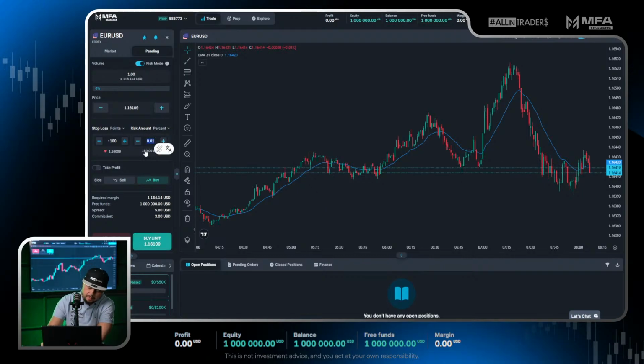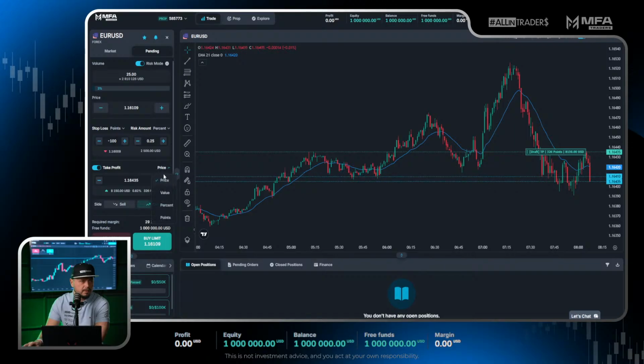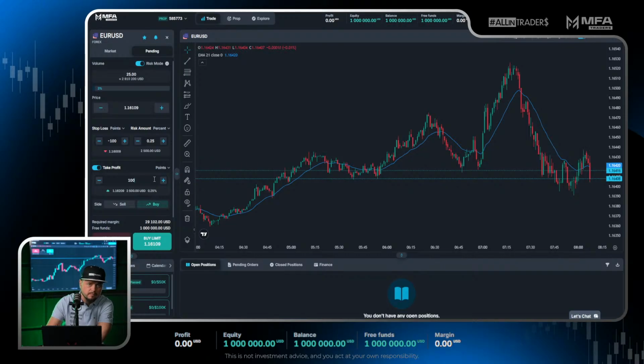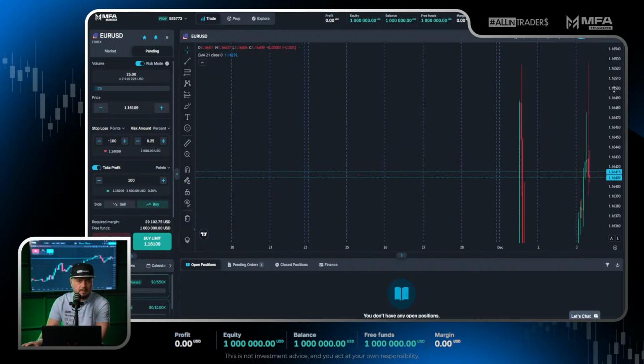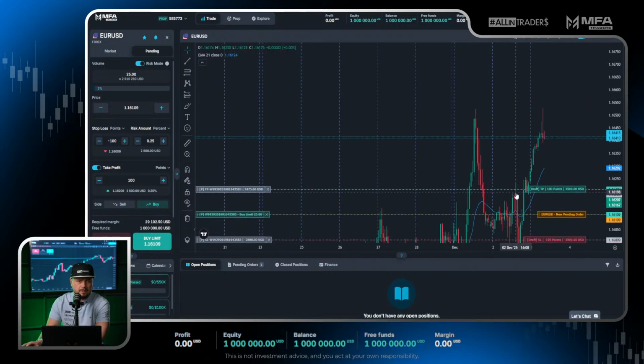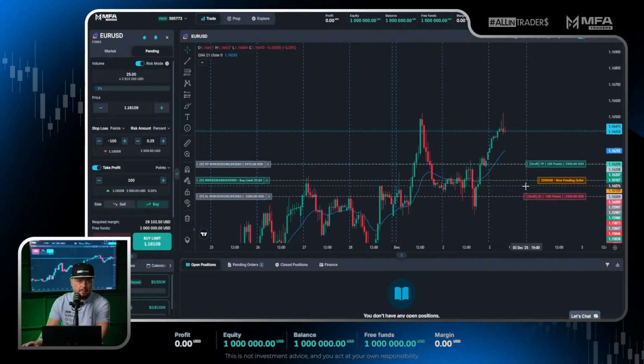My risk will be 0.25% of account, so $2,500. Take profit also for 10 pips. Okay, so I'm gonna set buy limit order. You can see order is set. It's quite far away, and we need to make sure to remove this order before the news. Okay. Look, here we got double top, and the price may reverse now.